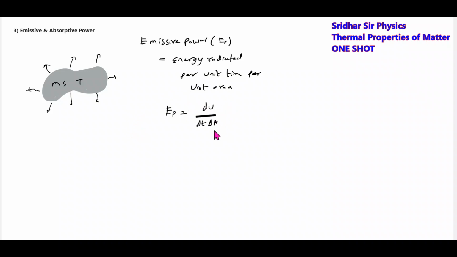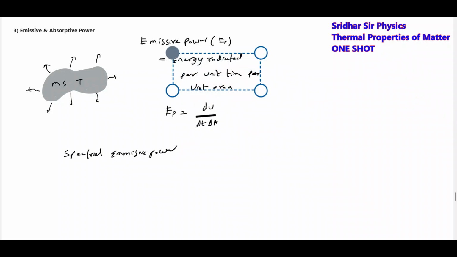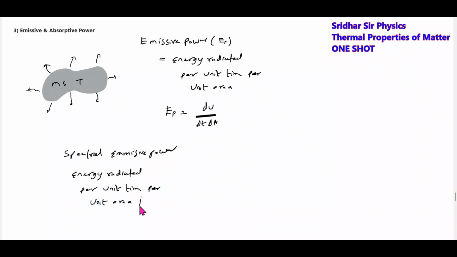Spectral emissive power means per unit wavelength. What will the definition for this be? Energy radiated per unit area per unit wavelength. This will become E lambda equals du by d lambda. This is the spectral emissive power. Absorptive power we will define next.